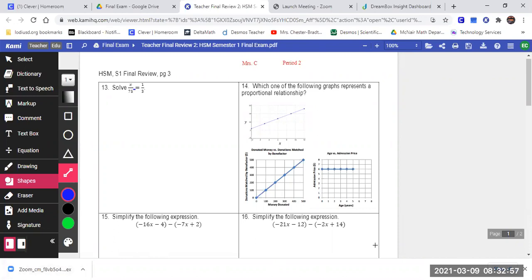So we have to do our cross multiply. So let's get our cross multiply lines in. Cross multiply line. Cross multiply line.